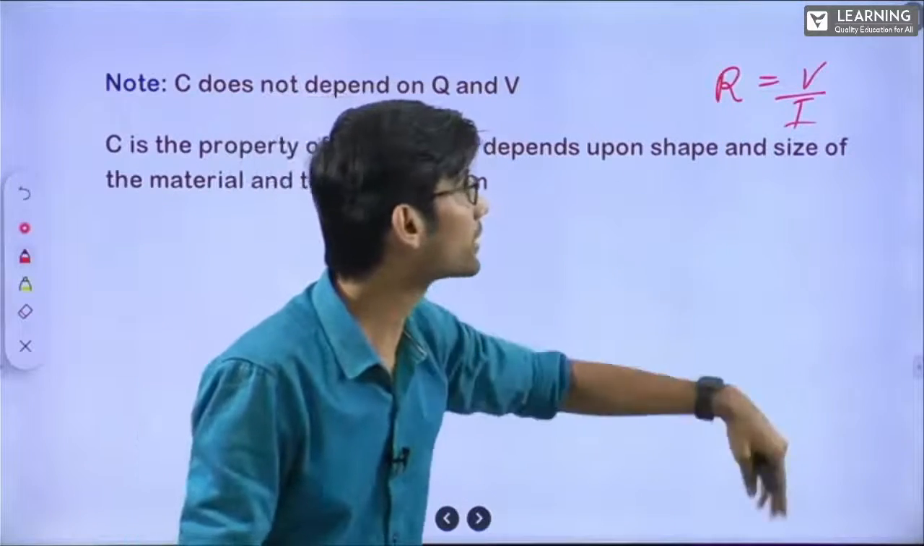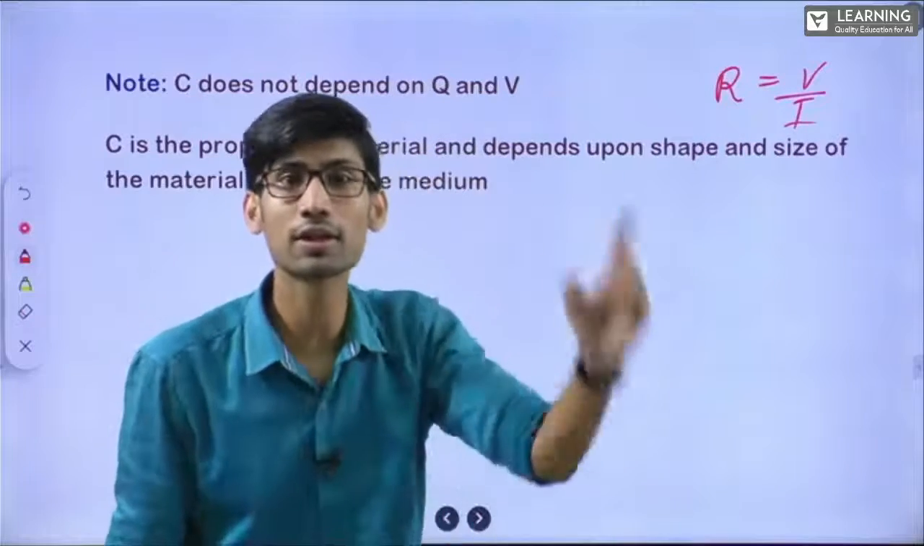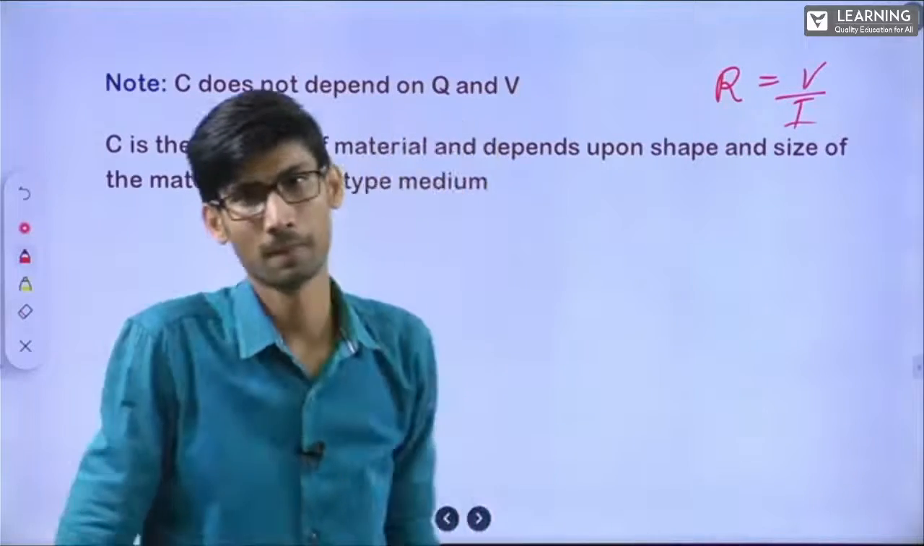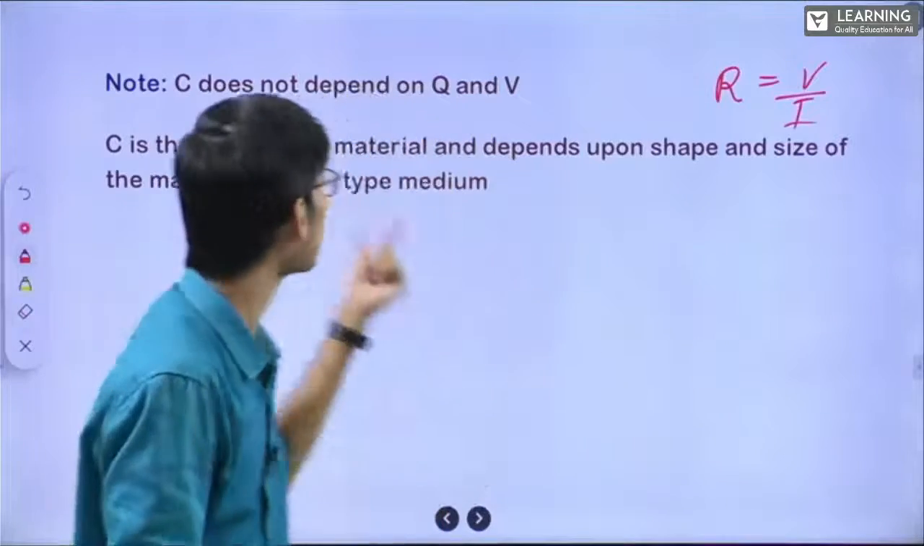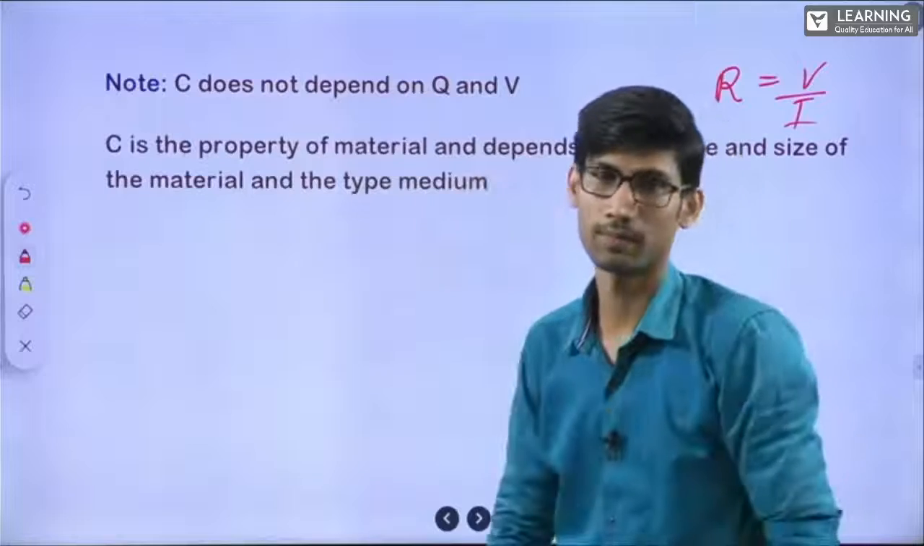It means if the potential increases, the current will increase, keeping the resistance constant. If the potential decreases, the current will decrease, keeping the resistance constant. Resistance is always constant. It is the property of material. Alright. The same way, capacitance is always constant. For any conductor, capacitance will be constant.